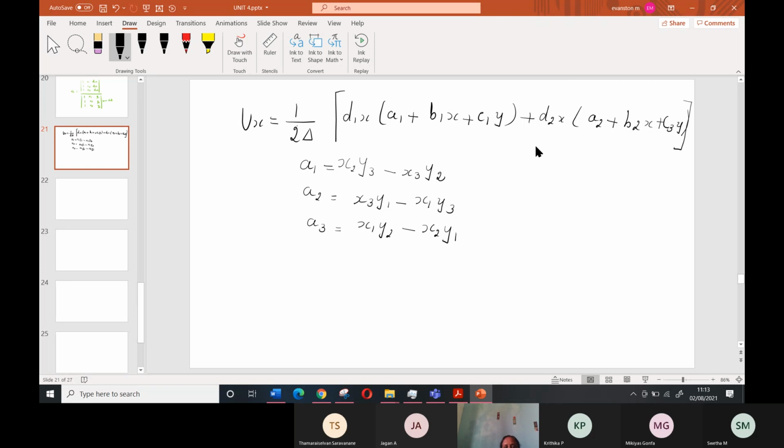The primary equation is, I'm substituting the value of u of x is equal to alpha 1 plus alpha 2x plus alpha 3y. That's the displacement function. So in that one, I have to substitute. The aim of this question is to find out the shape function.